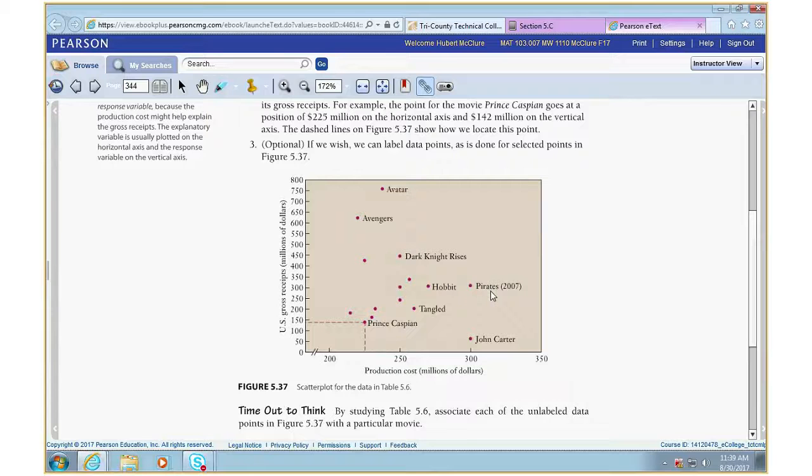John Carter. But anyway, is there a correlation? Well, not really, because you've got all these up here and all these down here. You might could draw a line right up through here, but there's not really a correlation. The correlation is when you see a pattern, some type of indication, usually uphill, downhill, or straight.